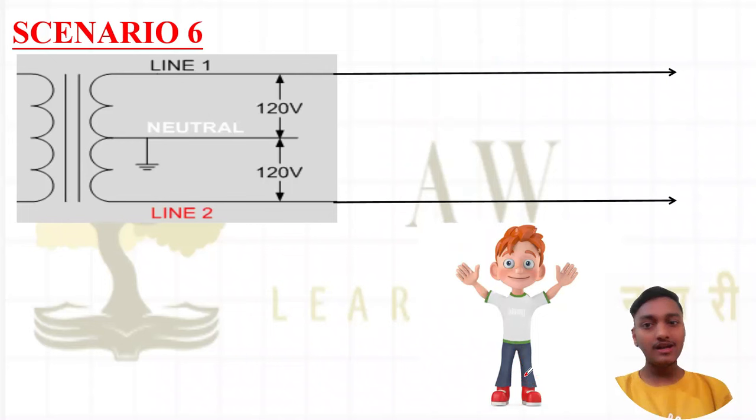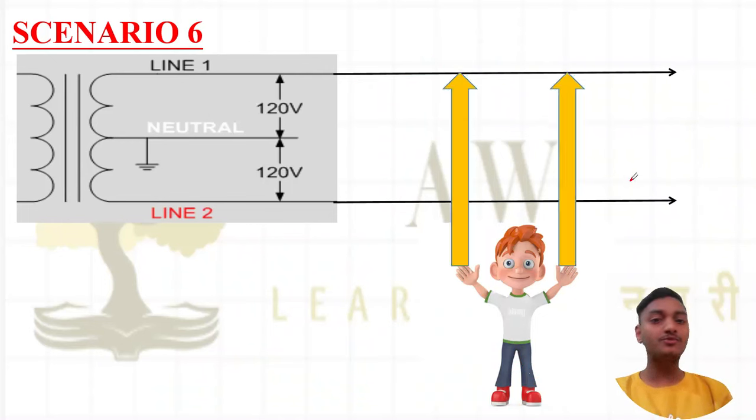Okay, now the next scenario: the person has put both hands on the same wire. Now you know the concept of an equipotential point. The potential at this point and the potential at this point is the same. So because of this, as both hands of the person are at an equipotential point, current will flow directly in a straight path. It will not try to flow here.